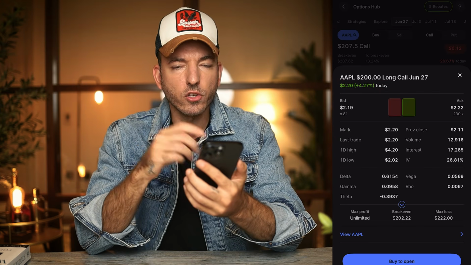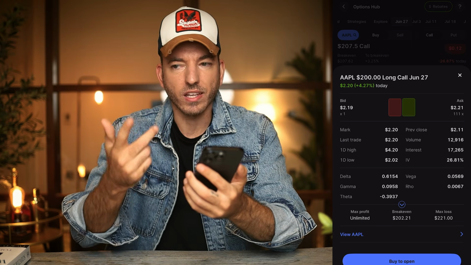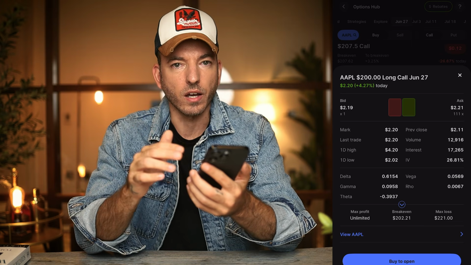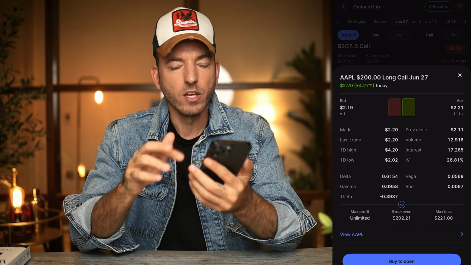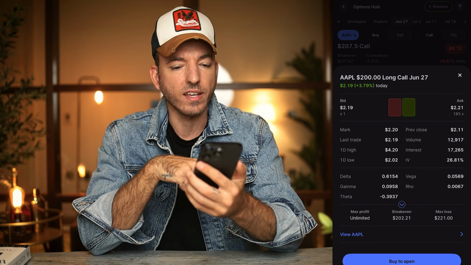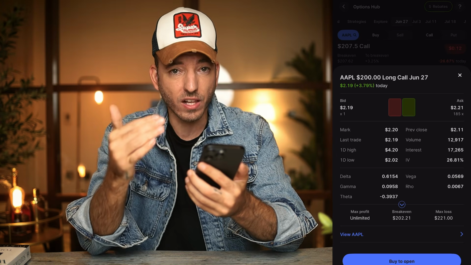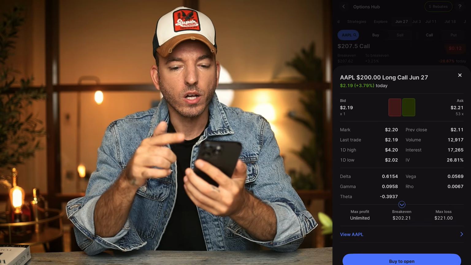So if we take a look over here, you have the bid, and that is what people are bidding on this contract, right? I like to think of it in sort of eBay terms. I'm bidding on an item. I want to buy that item, so I'm bidding how much I want to pay for it, right? So in this case, the bid price is $2.19, and the ask price is how much the seller is willing to sell for at a minimum, $2.21.